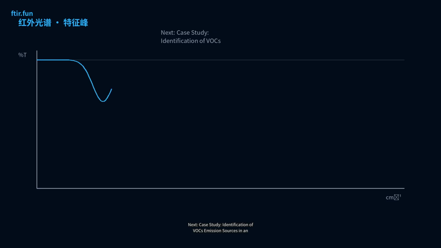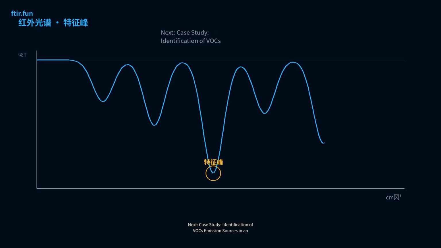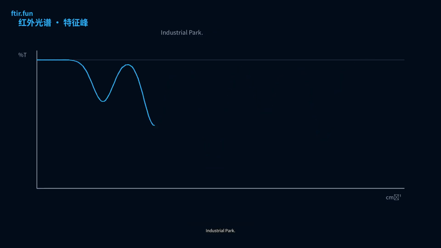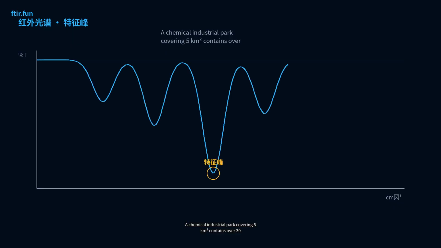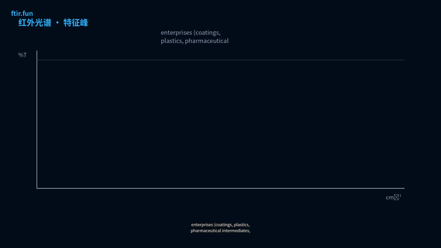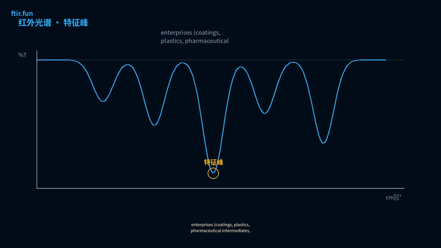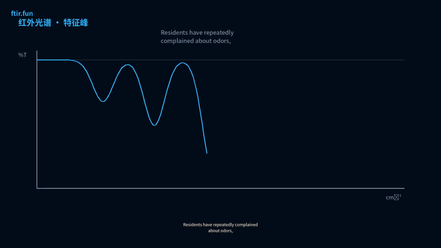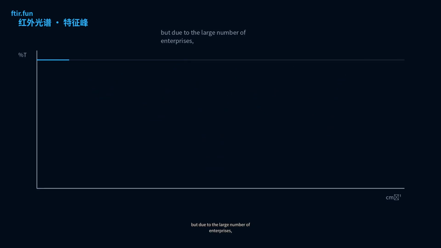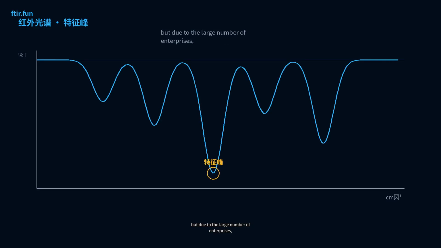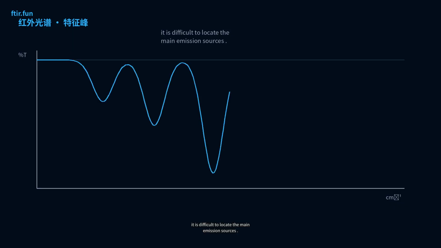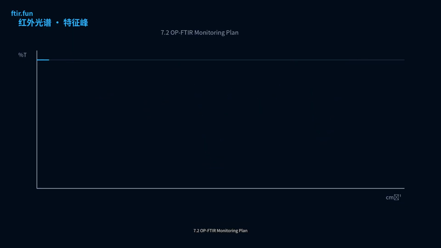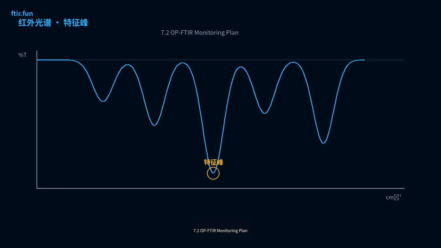Next, case study: identification of VOC emission sources in an industrial park. A chemical industrial park covering 5 square kilometers contains over 30 enterprises: coatings, plastics, pharmaceutical intermediates. Residents have repeatedly complained about odors, but due to the large number of enterprises, it is difficult to locate the main emission sources. 7.2 OP-FTIR monitoring plan.